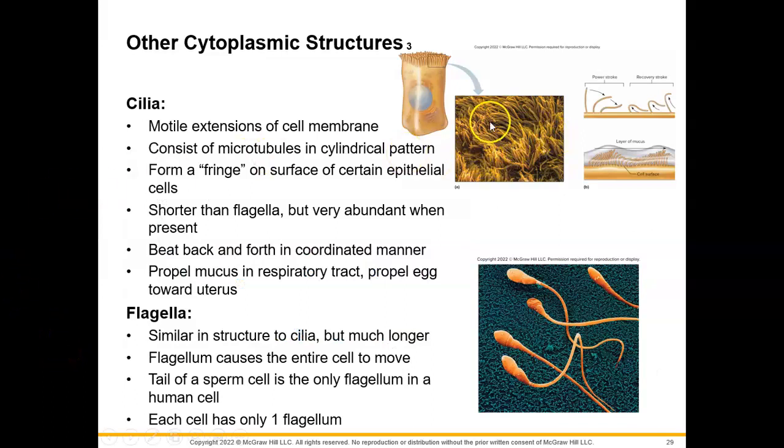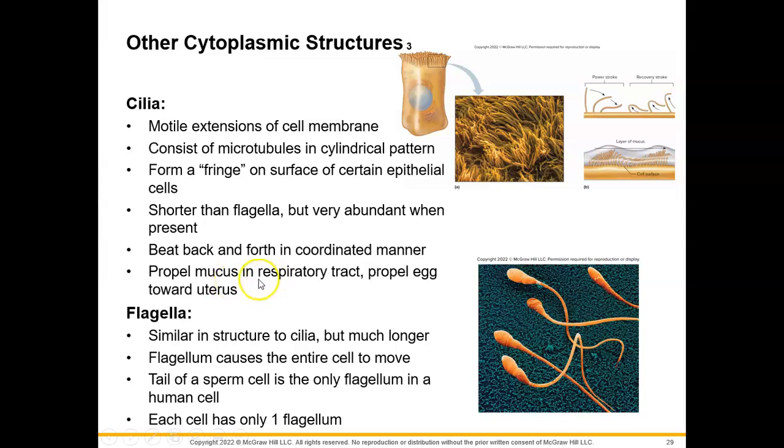Cilia are motile extensions of the cell membrane. They form a fringe on the surface of certain epithelial cells. Cilia are longer than microvilli but shorter than flagella. They move in a pattern that allows them to move a substance that is external to the cell, like mucus, in one direction. The cilia in your nose move the mucus to the back of your throat, and the cilia in your trachea move the mucus up the trachea to the back of your throat.